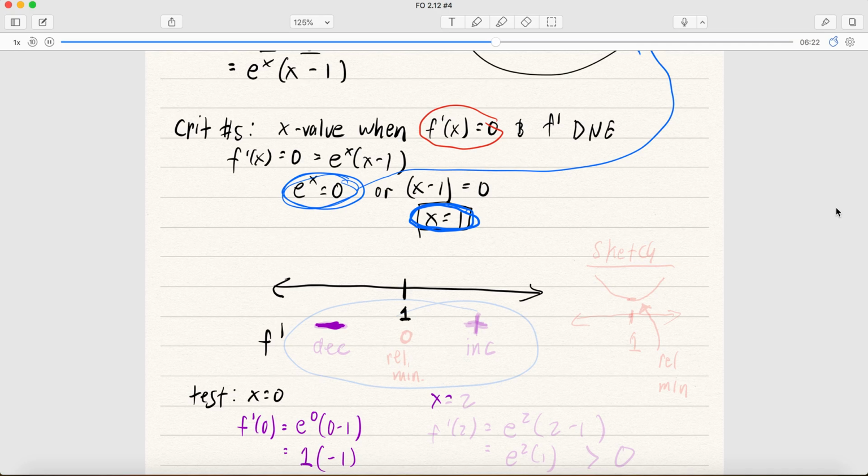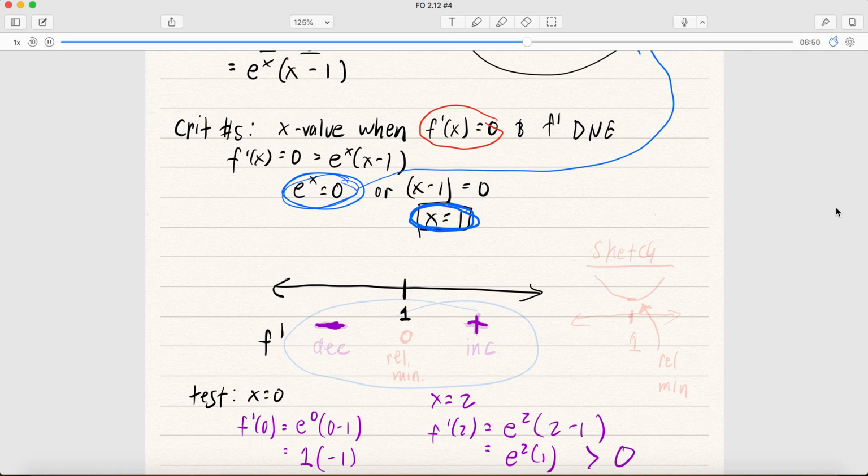Okay, so let's test another one. x is equal to, what's after 1? The right side of 1, a number we can choose is maybe like 2. So I can do f prime of 2 is equal to e to the 2 times 2 minus 1, which is just equal to e to the 2 times 1, and we know that this is a positive number, which is greater than 0. So I'm going to put positive here.